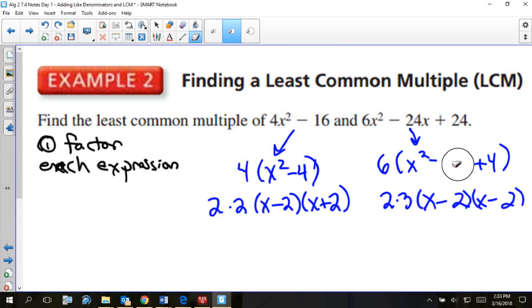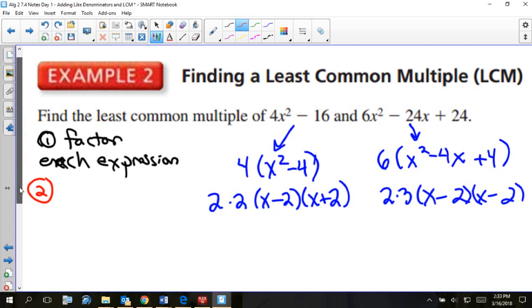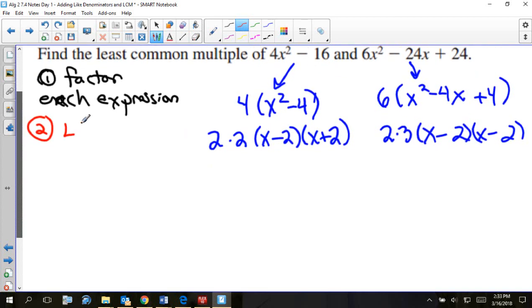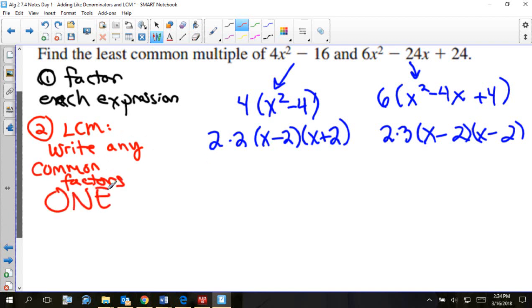And I'm leaving them separate right now because of what we're going to do next. I'm purposely leaving them separated. So that's step 1, factor. Step 2, we're going to write any common factors once.